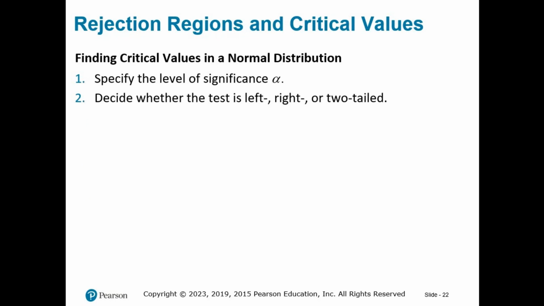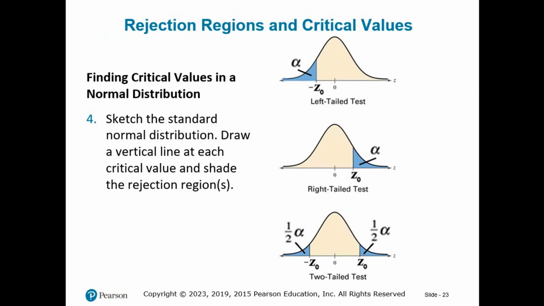You're still going to go through the process of finding a z-value, but the difference is you're not going to draw a graph with that z-value. Instead, you're going to draw a graph with your alpha value. Here are what the three different graphs would look like. The area that's being shaded is the alpha value, and that's an area.